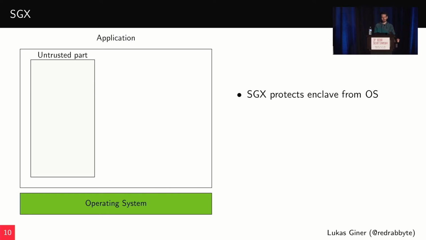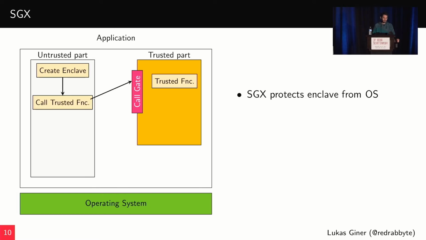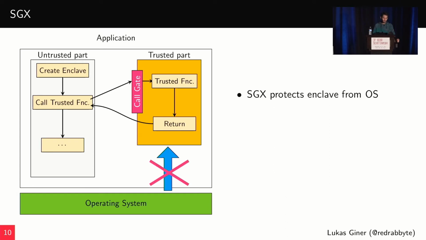The threat model is that SGX protects the enclave from the operating system. So we have a way of securely transitioning into the enclave with the EENTER instruction. Then the enclave does secure computations, and then we return to the untrusted world. And the operating system is not supposed to have any way to read or write memory, and all of that stuff should be protected.